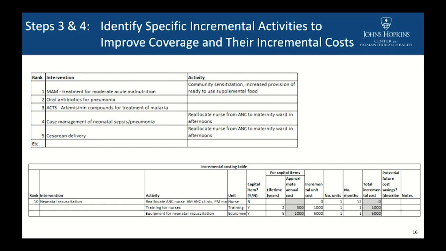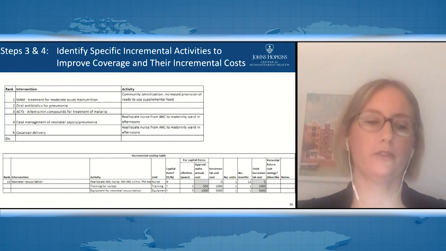So, for example, the first table shows dummy results. Our number 1 life-saving intervention is treatment for moderate acute malnutrition, or MAM. So we would brainstorm, and ideally you do this with all implementing partners who are working on nutrition issues. What are the activities that we want to implement that can help us increase coverage of treatment for MAM? So you might brainstorm, let's do increased community sensitization, or perhaps increase the provision of ready-to-use supplemental food.